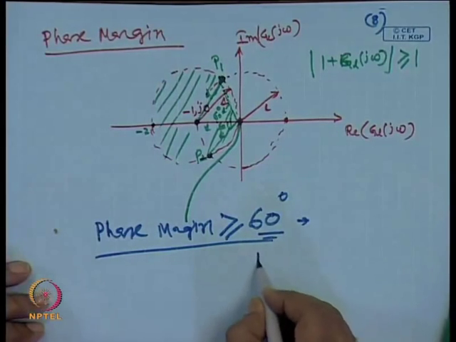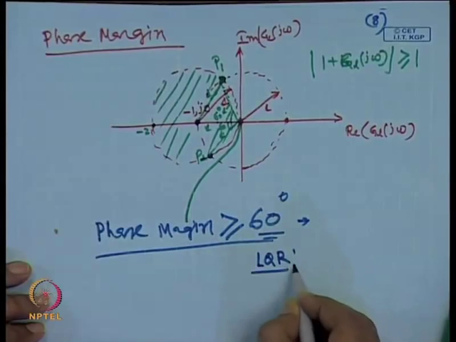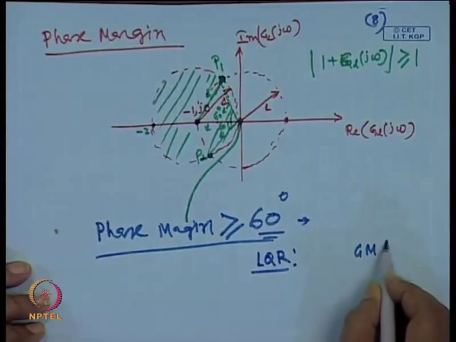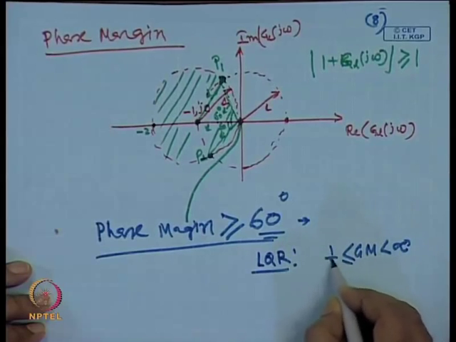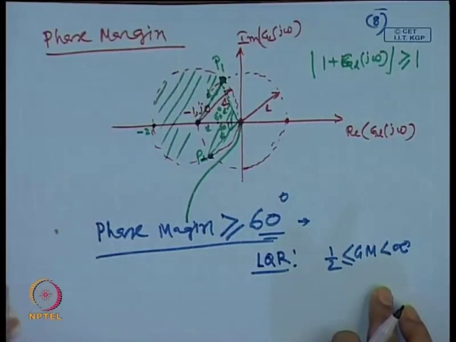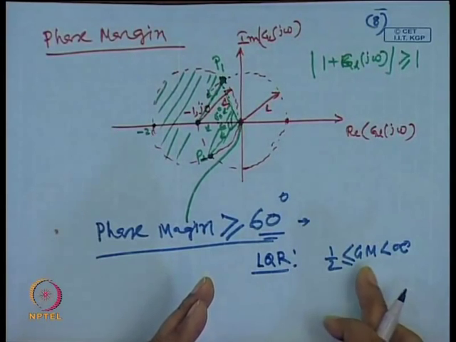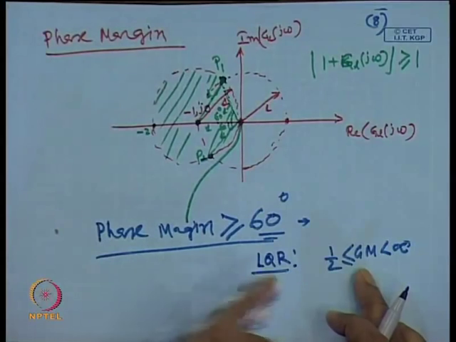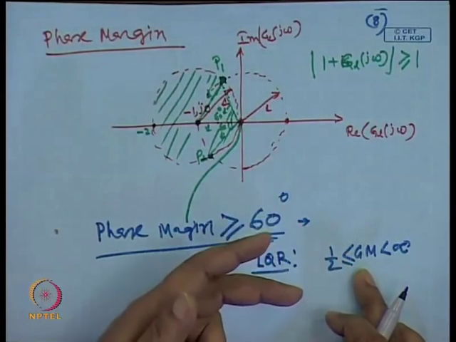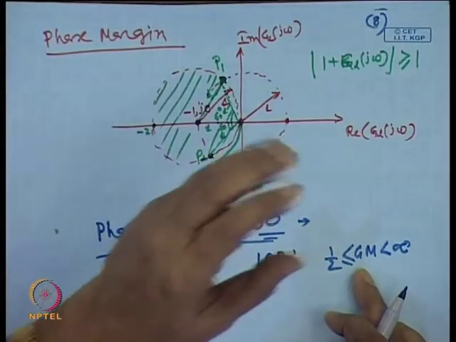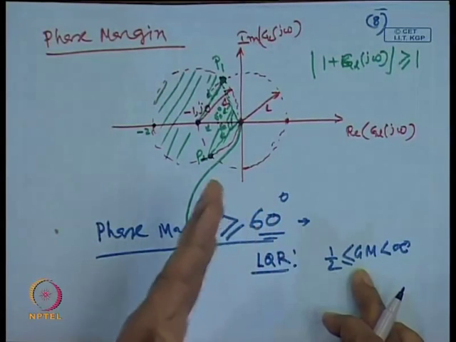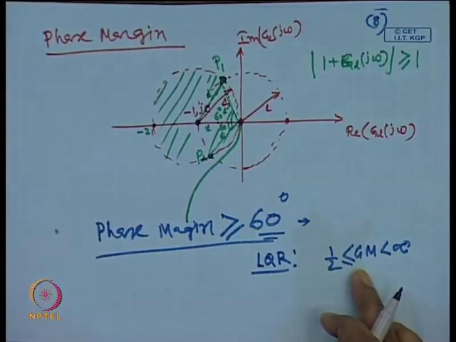So, in short, if you design the LQR controller, it ensures that our gain margin is infinity and half. What does it mean? We have designed the controller K based on LQR, and that gain can be increased by a factor up to infinity. That means the gain can go up to infinity and the system will remain stable. Similarly, the gain can be reduced by a factor of half. Let us say the present gain is 10. I can reduce the gain up to 5, and I can tell the system is stable.